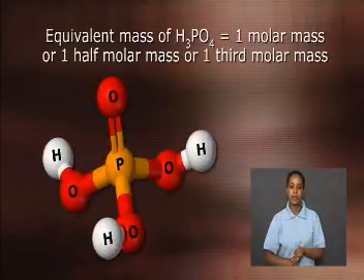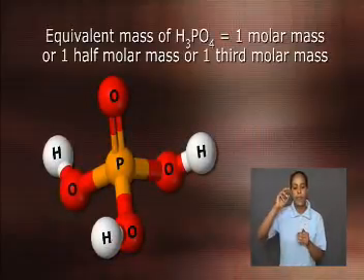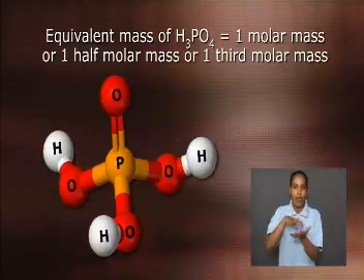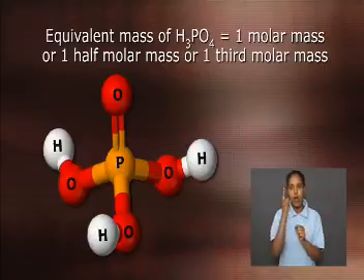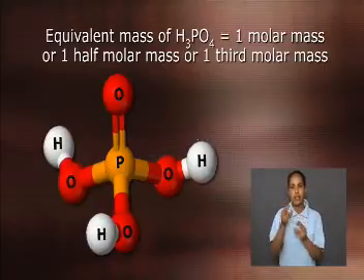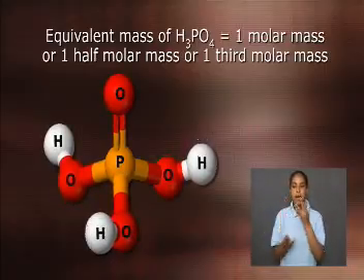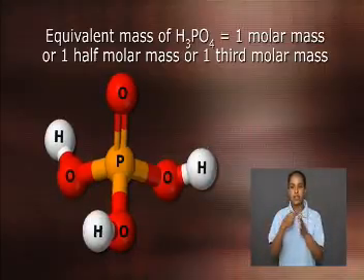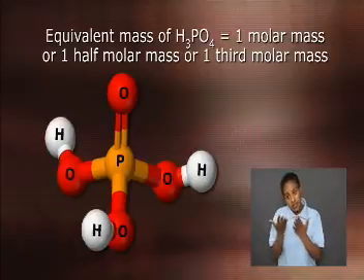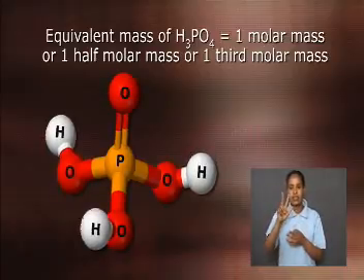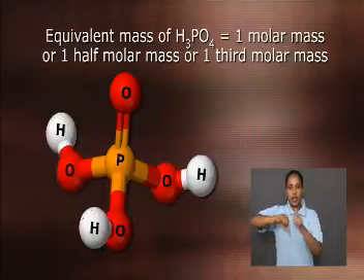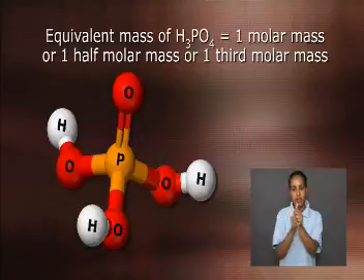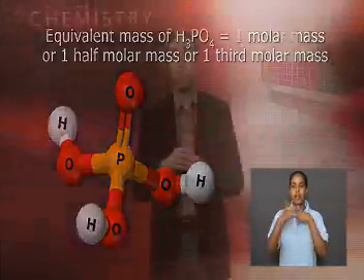The equivalent mass of phosphoric acid is a bit more complicated. It could be 1 molar mass, 1/2 molar mass, or 1/3 molar mass. This depends on whether 1, 2, or 3 hydrogen atoms per molecule are replaced, respectively, in a given reaction.